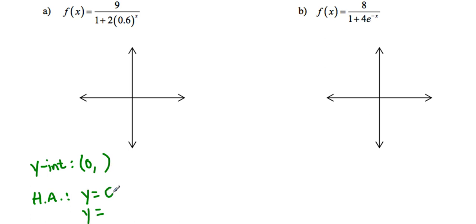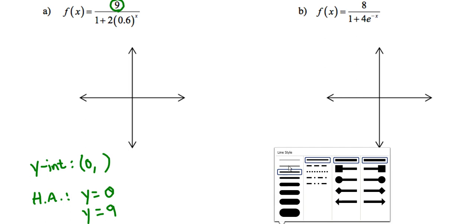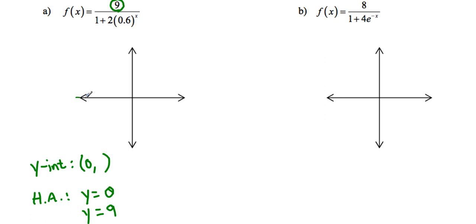One of them is going to be y equals 0. The other horizontal asymptote is going to be y equals our c value. So our c is 9 in this case. So there's our two horizontal asymptotes. I'm going to go ahead and graph those. Okay, so we've got y equals 0 and y equals 9.